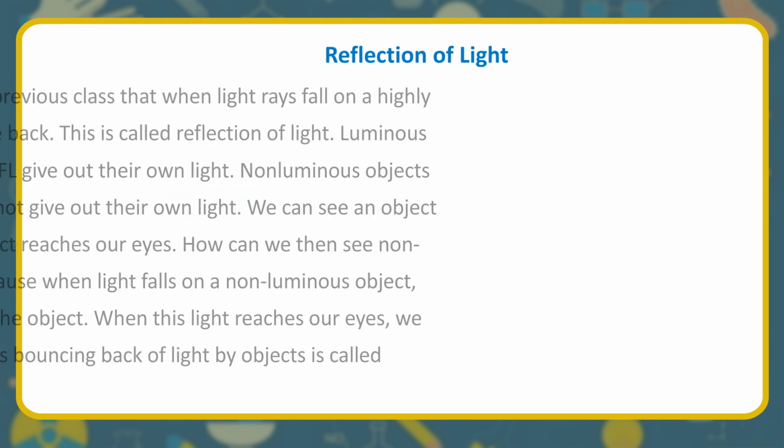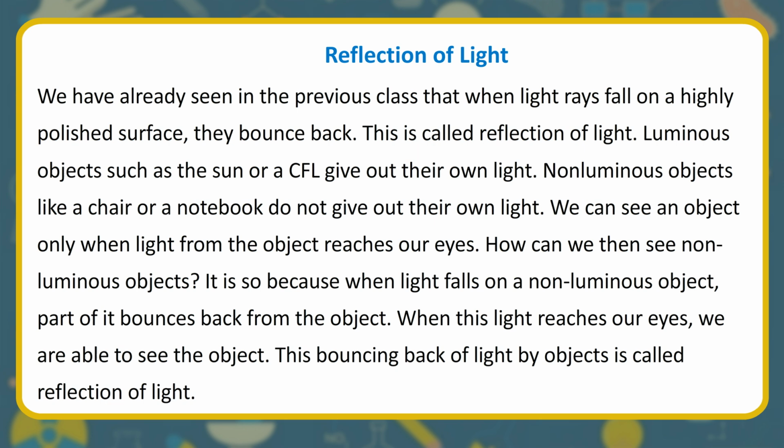Reflection of light. We have already seen in the previous class that when light rays fall on a highly polished surface, they bounce back. This is called reflection of light. Luminous objects such as the sun or a CFL give out their own light. Non-luminous objects like a chair or a notebook do not give out their own light.